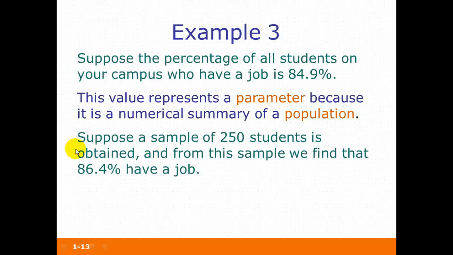Now suppose we have a sample of 250 students, and from this sample we find that 86.4% of our sample have a job. Well, again, we have a numerical calculation that gave us the 86.4%. That was determined from the sample data, so that would make the 86.4% a statistic.